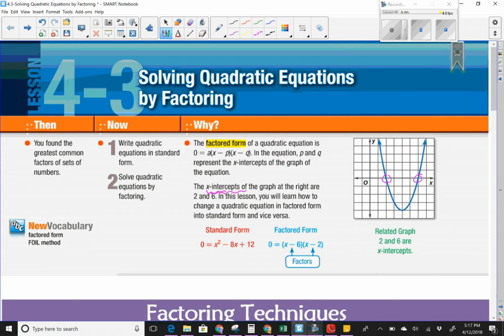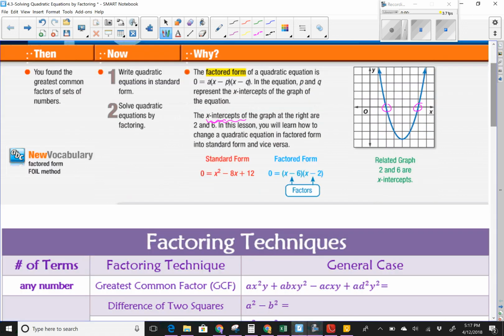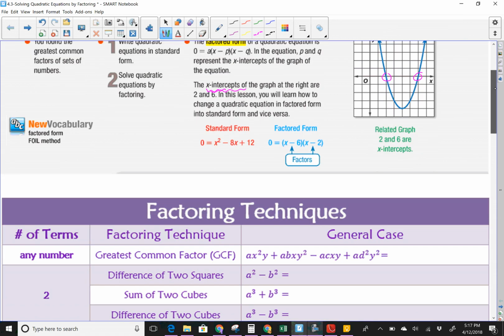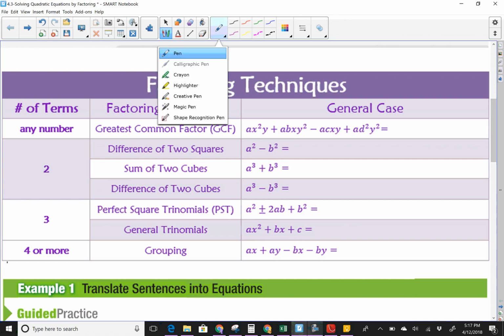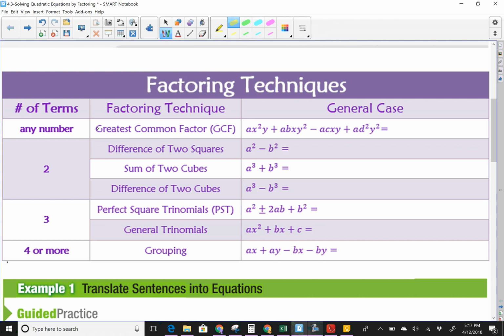So it's going to be important for you to be able to go back and forth between standard form, factored form, recognizing what the factors and the zeros are and how they're all related. So to start off with, let's review your factoring techniques that you should already be familiar with. I know you're all really good at it, but let's just review. Maybe I'll teach you something new, but I doubt it.